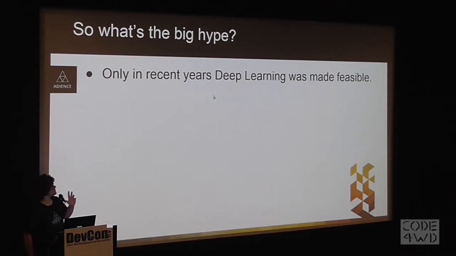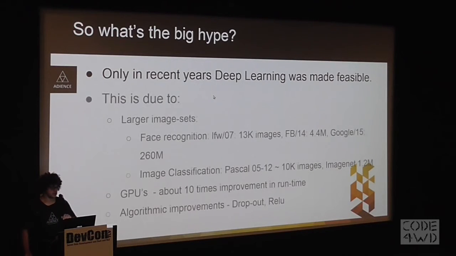Like I said, only in recent years was it made feasible. There are reasons why it only happened in 2012 and not in the 80s or 90s as in the earlier slides. First, this is due to large image sets. To train deep learning networks, you need a lot of images. Older datasets, such as Labeled Faces in the Wild, only had about tens of thousands of images. In 2014, Facebook released the DeepFace network, which really smashed the previous state of the art to the ground.